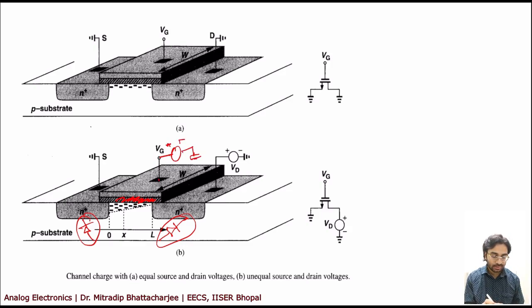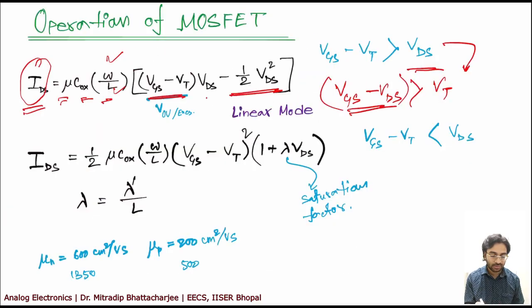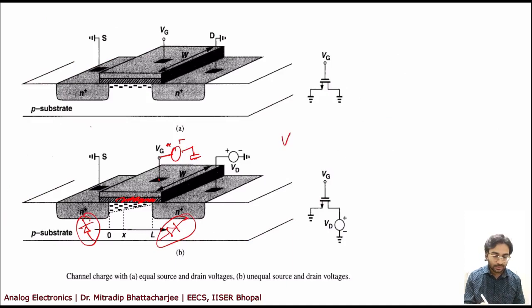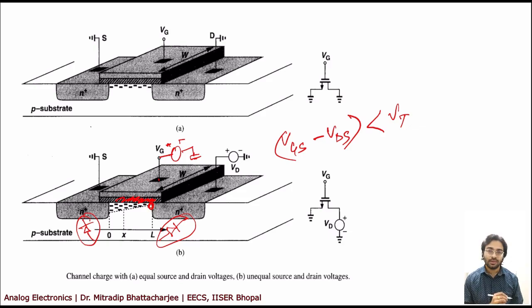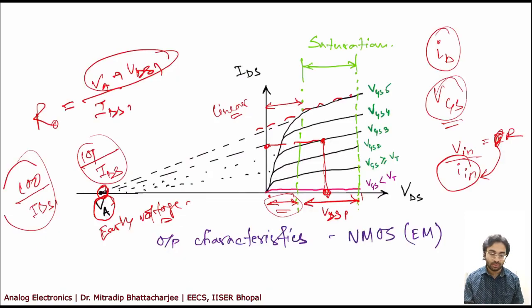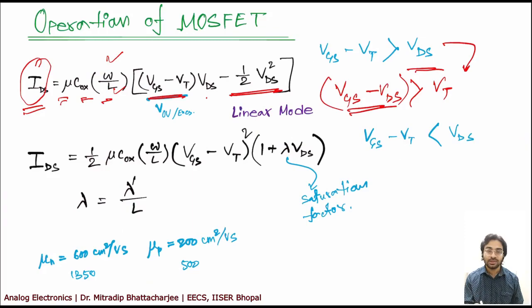Now VGS minus VDS, this term VGS minus VDS, if it is less than VT, what will happen to this corner portion? It will not conduct. In order to form the inversion layer, this term should be at least greater than VT, right? So that's why in linear mode you need VGS minus VT to be greater than VDS. This is one of the conditions.